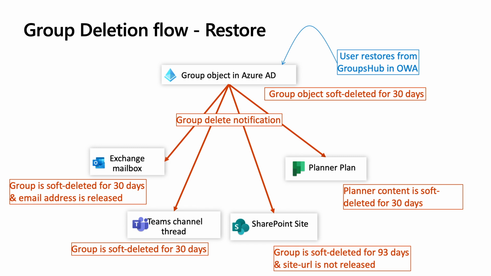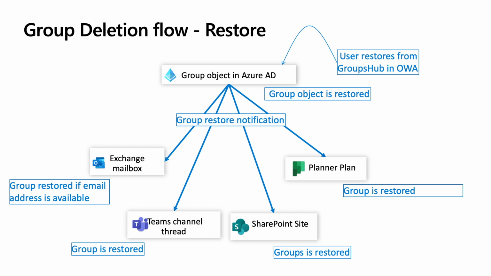Now let's assume that the user goes and restores the group in the Outlook web experience. Next, what happens is the group is marked as restored in Azure AD. So that is the first step. And after that, the reliable notification goes to all the endpoints. And now all the content is perfectly restored. Here again, the one small caveat is that on the Outlook side, in case somebody else took the email address of the group, then the restore is not going to work. But in most cases, the email address is going to be available, so the group is going to get restored flawlessly.